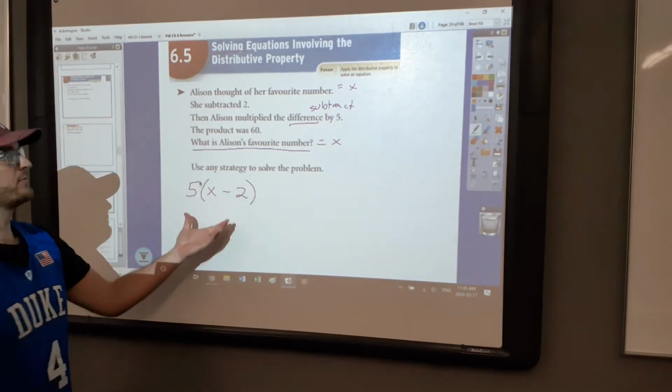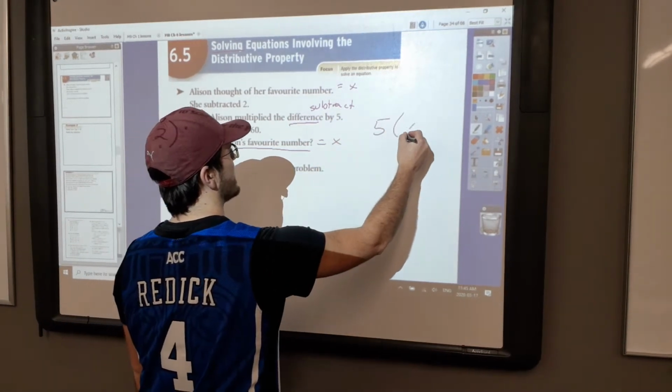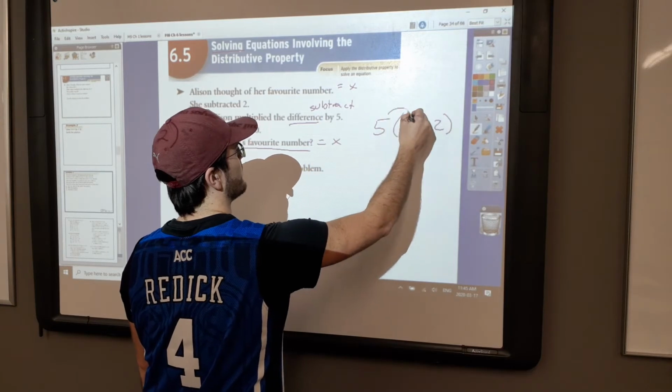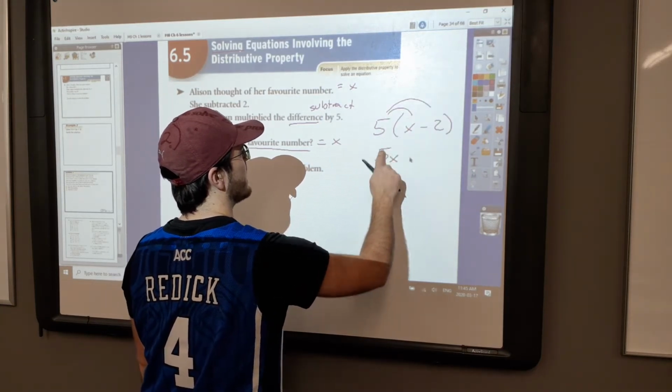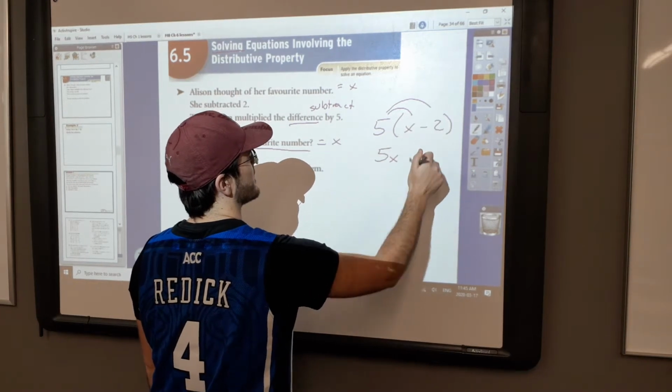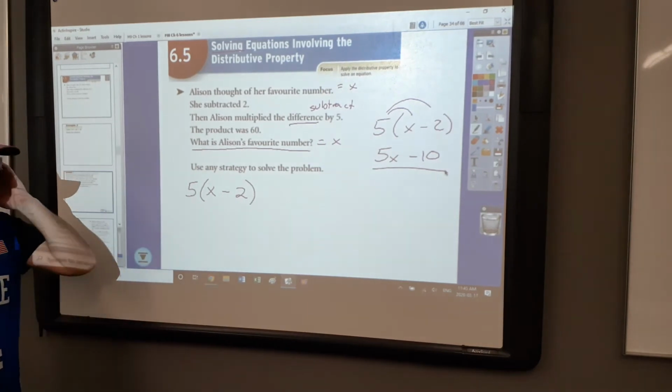This is what we would have done in the last section, 6.4. We would have taken that number on the outside and multiplied the 5 by the x and the 5 by the, in this case, negative 2, leaving us with negative 10. We've done that in 6.4.